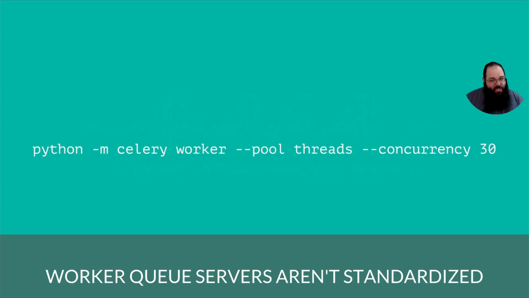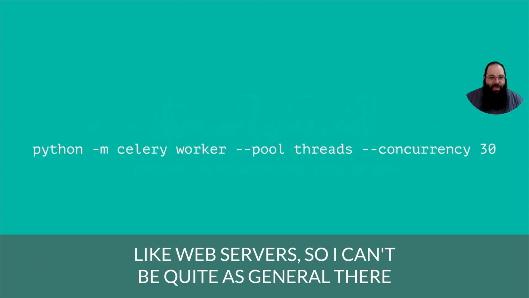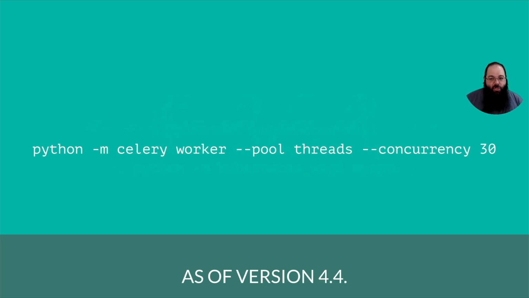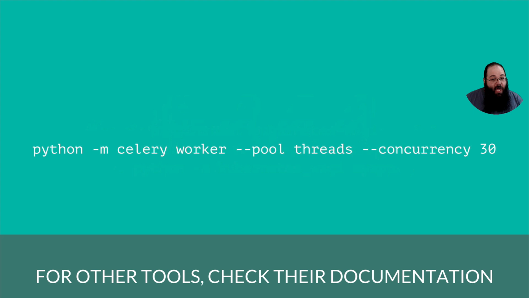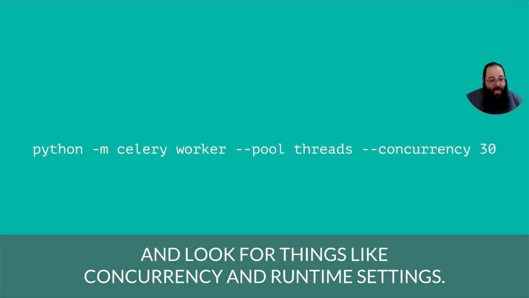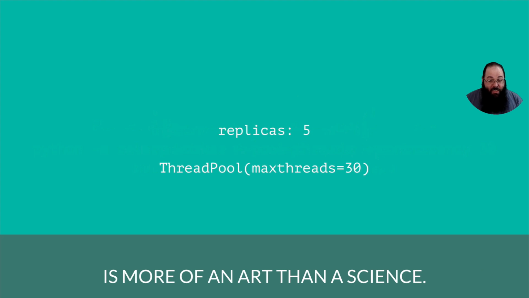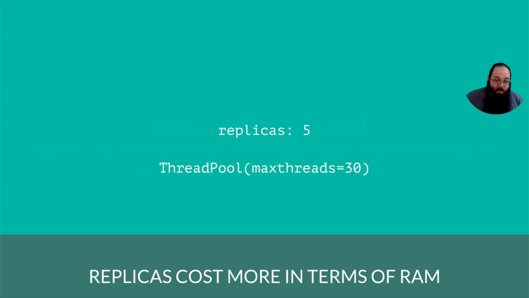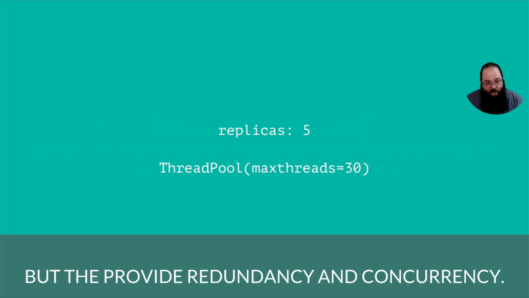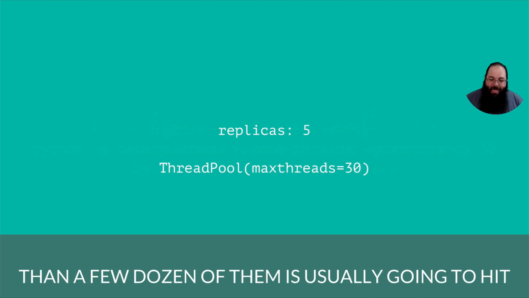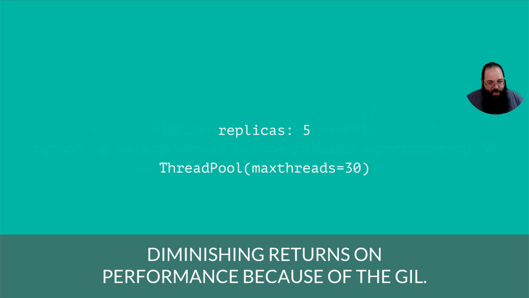Worker queue servers aren't standardized like web servers, so I can't be quite as general there, but Celery in particular does support a thread worker as of version 4.4. For other tools, check their documentation and look for things like concurrency and runtime settings. Picking the right number of replicas and threads is more of an art than a science. Replicas cost more in terms of RAM, but they provide redundancy and concurrency, and threads are cheap, but using more than a few dozen of them is usually going to hit diminishing returns on performance because of the GIL.